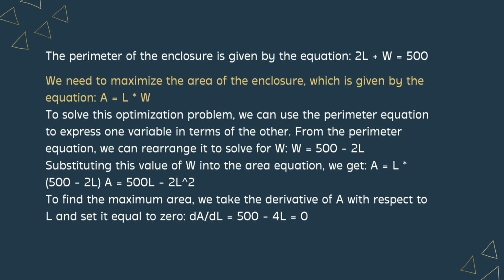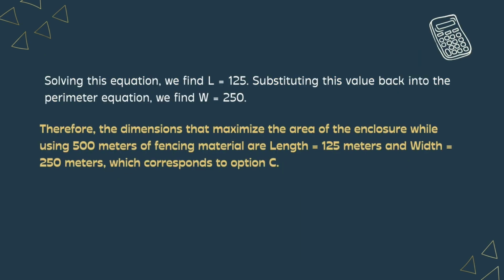W is equal to 500 minus 2L. Substituting this value of W into the area equation, we get A is equal to L times 500 minus 2L, which is A is equal to 500L minus 2L squared. To find the maximum area, we take the derivative of A with respect to L and set it equal to 0. dA over dL is equal to 500 minus 4L is equal to 0. Solving this equation, we find L is equal to 125.